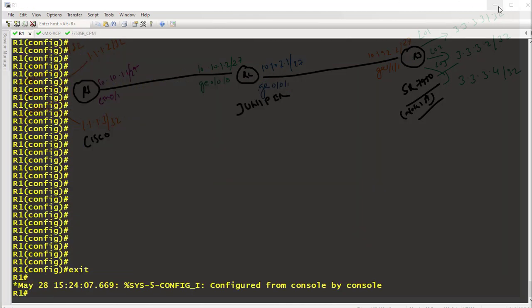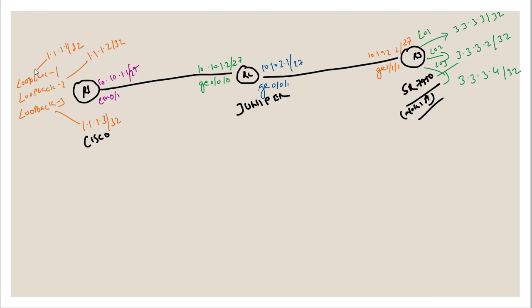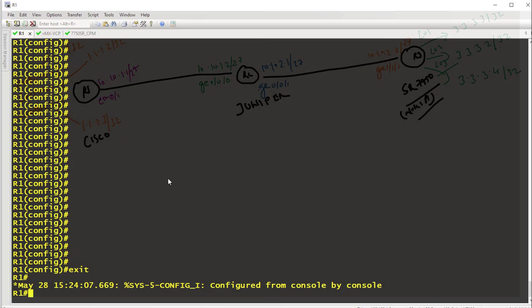Now what we are going to do is configure these three loopback interfaces here and these three loopback interfaces here, advertise them into OSPF, and check whether we are able to ping the 3.3.3 and 3.3.4 subnets from R1, and whether we are able to ping this to R3 1.1.1. Okay, so let's start from Cisco.